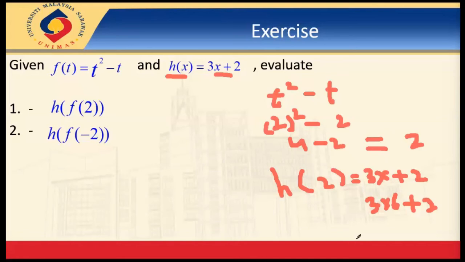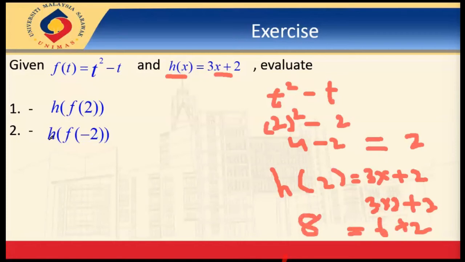Am I right? Yes, 3 times 2. Oh, this one is wrong. 3 times 2. Sorry. So this will be 6 and plus 2. And this will become 8. So this is correct. Now, let's come to the next one.